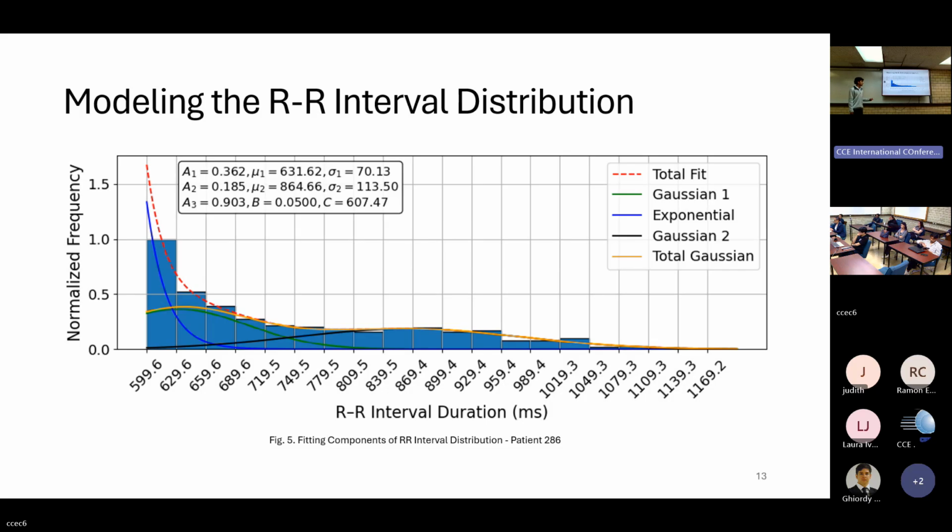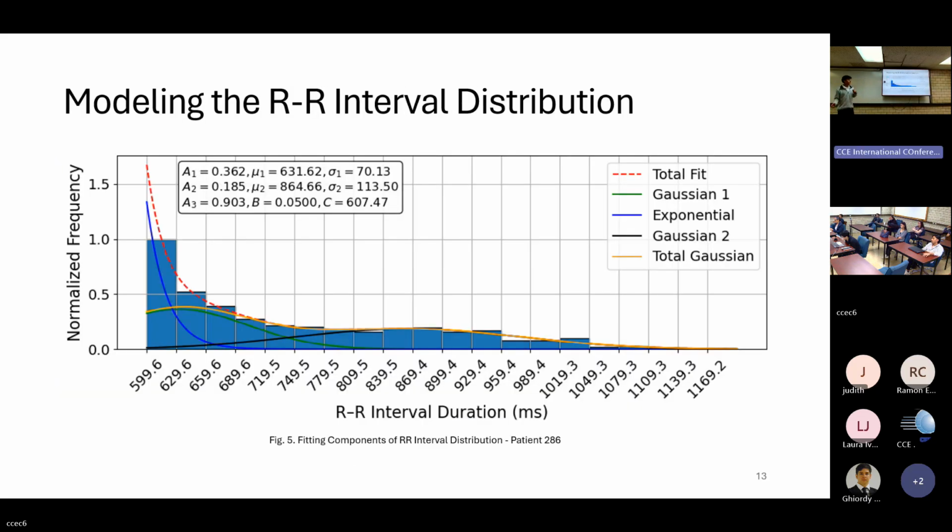For example, we can see how the black line, which is related to the second Gaussian component, contributes to the total Gaussian, which is the yellow, as well as the green one, which is related to the first Gaussian component, as well as the exponential component, and how the total fit adapts to the distribution of this histogram.